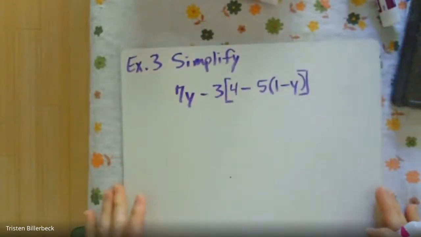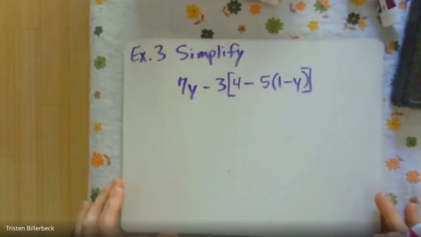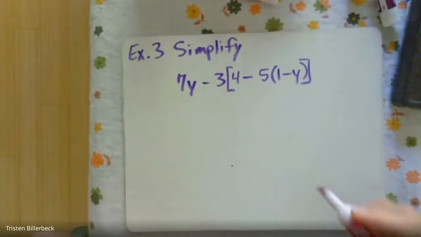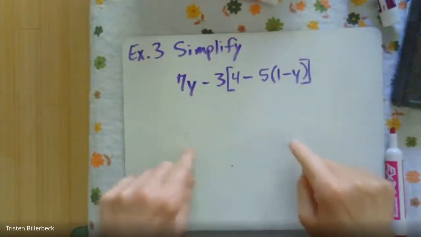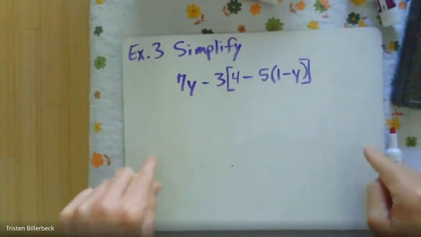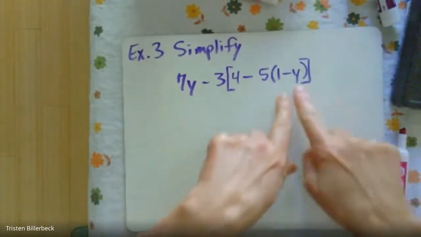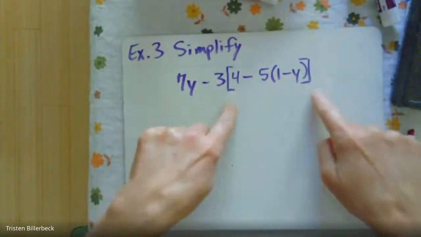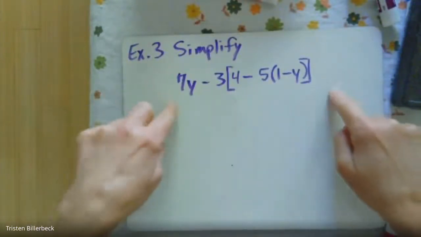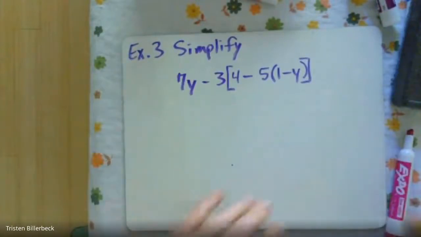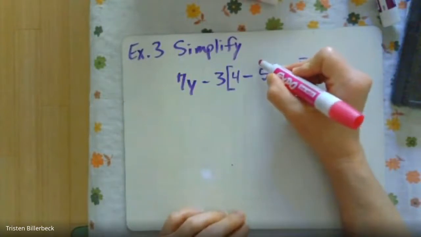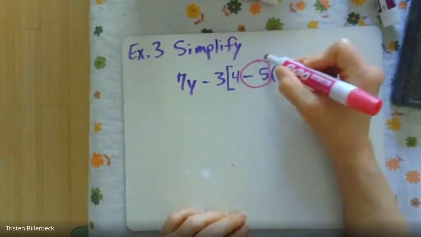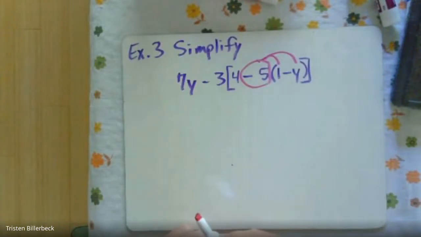Oh, look at this one. Lots of things to do here. Okay, so it's kind of like chopsticks. So this parentheses, then this parentheses, then this parentheses, then you're done. Okay, so first we take this one and this one.